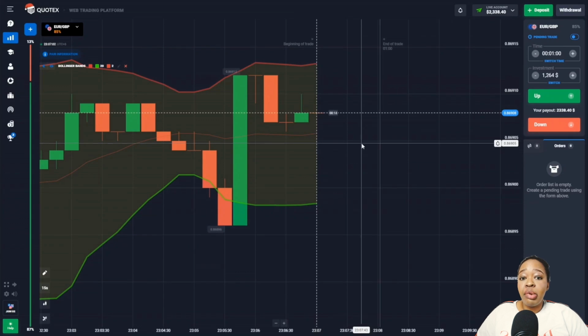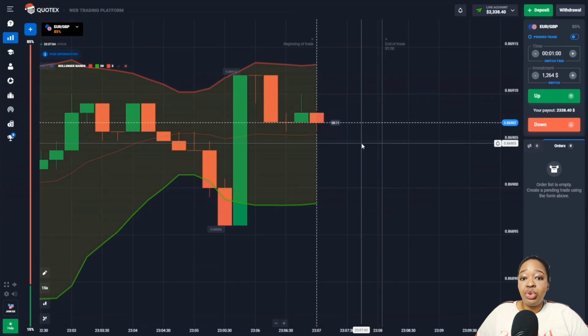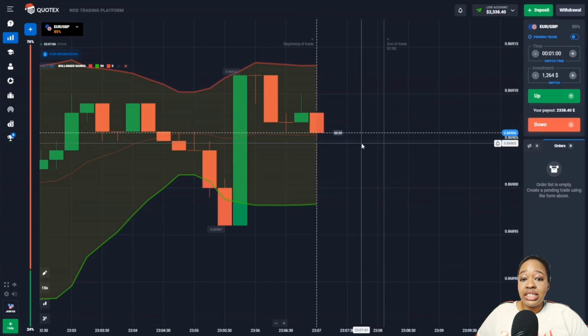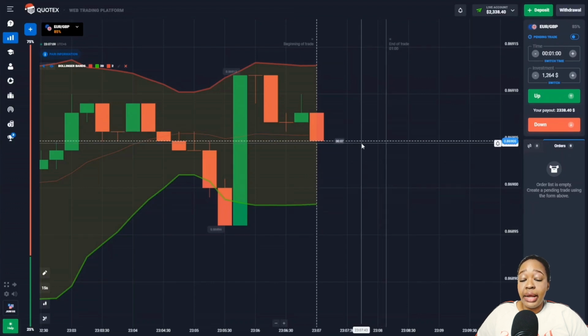You can see that now my balance is $2,338, and I would like to stop here for today. So as you saw, I made very good profit today, and I'm very glad I was able to use the Bollinger Band Indicator to find good entry points on the market.